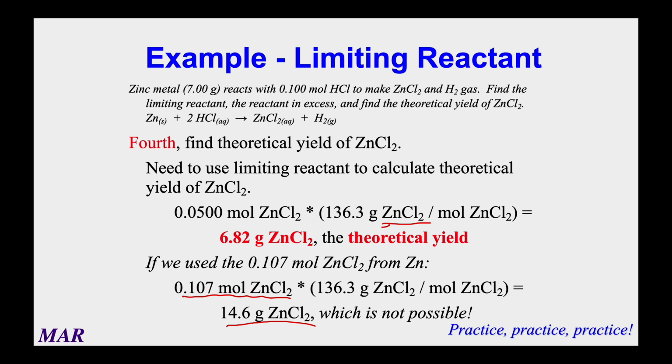You can't make 14.6 grams of zinc chloride here. You can only make 6.82 grams. And that's because the HCl is limiting how much product can be made, just like the garden burgers limited how many of those big burger combination things you could make. Here, it's the HCl which is limiting the product.